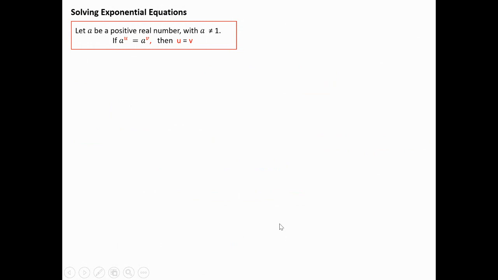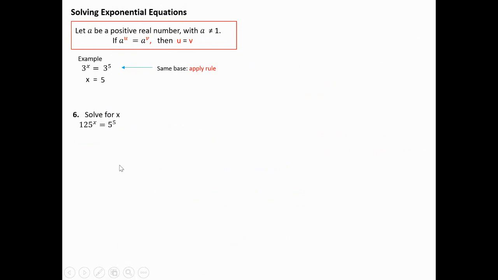Now, the next one that I'm going to cover is solving exponential equations. And I believe I did a PowerPoint on this one. So here, for this to work, it says let a be a positive real number with a cannot equal 1. If a to the u equals a to the v, then u must equal v. This holds true as long as the two bases are the same. Once the two bases are the same, we can apply the rule. For example, the two bases are the same, correct? So we apply the rule, so x must equal 5.